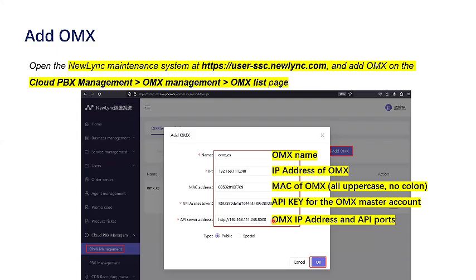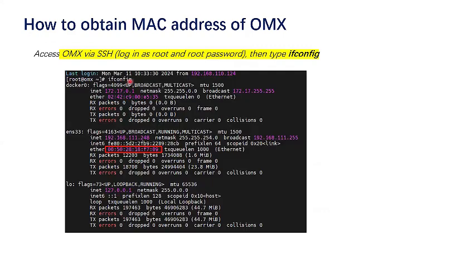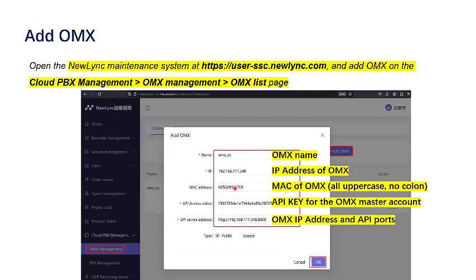Let me show you how it is obtained. We need to obtain this MAC address and API access token. How are we going to obtain this? Go here, you need to access the OMX via SSH. Then you need to type ifconfig. The MAC address should be shown here. This is the IP address of your Newlync, and this should be the MAC address of your Newlync server. So you need to input that here, all uppercase.